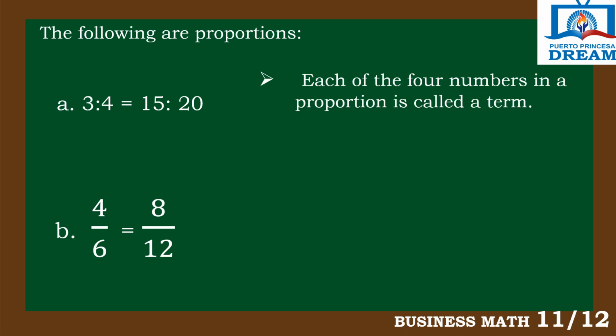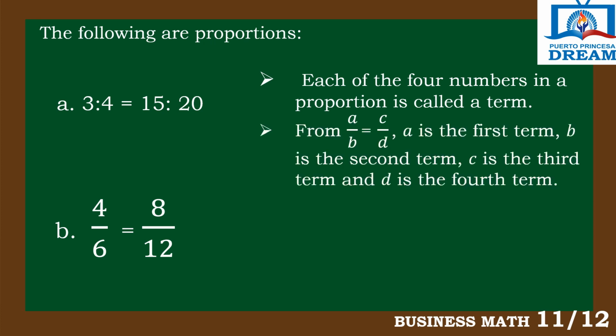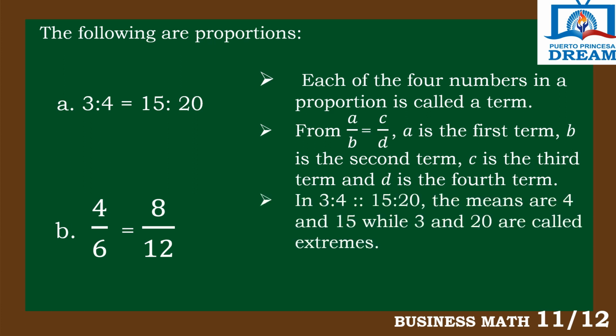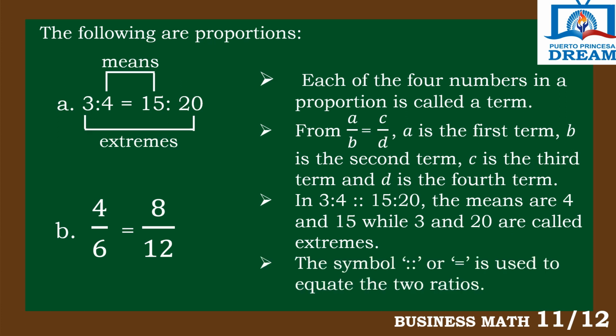Each of the four numbers in a proportion is called a term. From A/B is equal to C/D, A is the first term, B is the second term, C is the third term, and D is the fourth term. In 3:4 is as 15:20, the means are 4 and 15, while 3 and 20 are called extremes. The symbol of the two colons, read as "is as," or the equal sign is used to equate the two ratios.